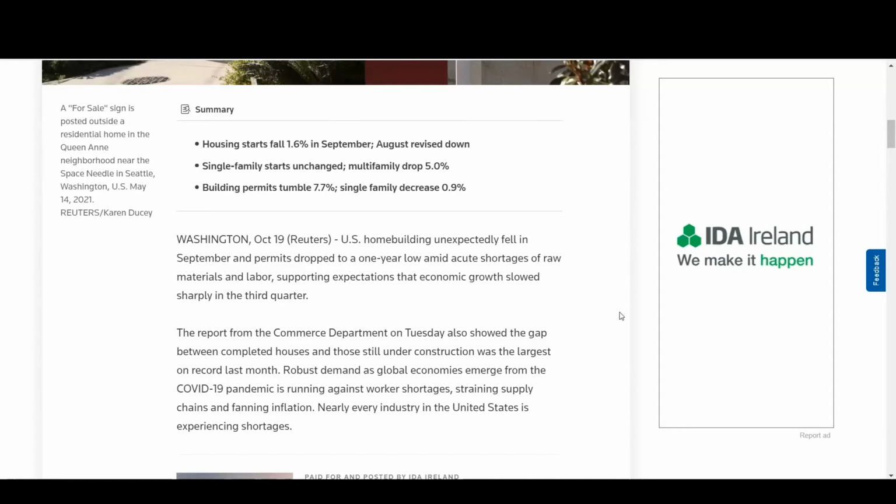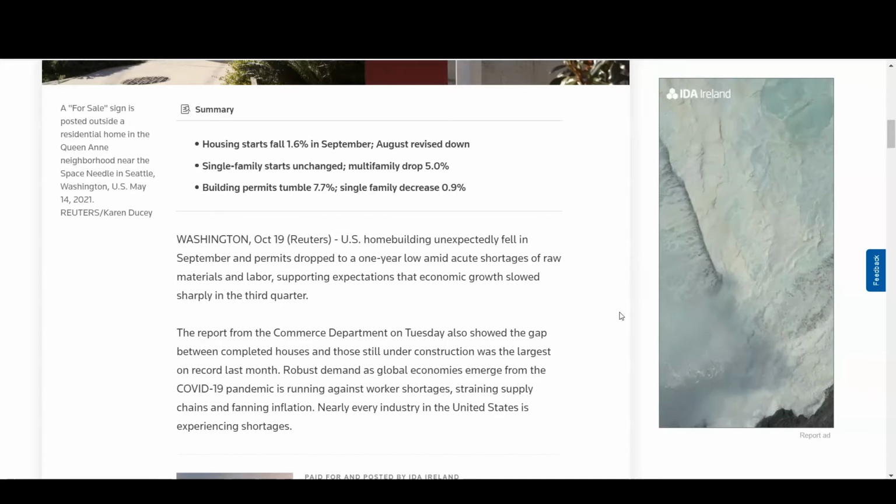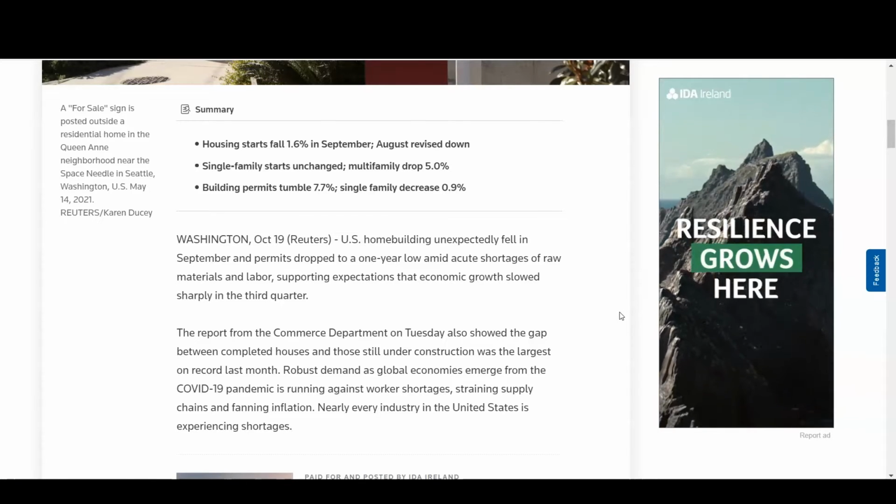So back to this article. Housing starts fell 1.6 into September. August revised down. Single family starts unchanged. Multifamily drops 5%. That's pretty giant. Building permits tumble. So this is 7.7%. Do you know what a market crash is defined as?